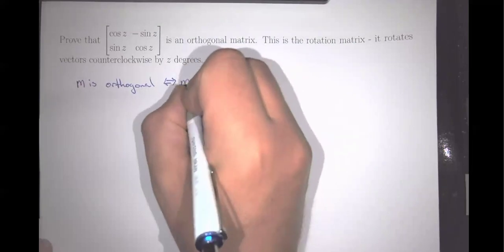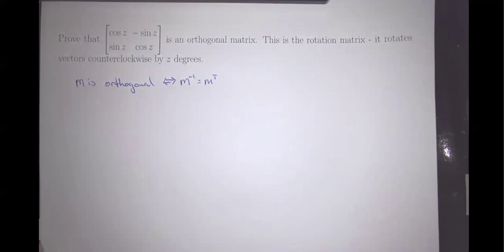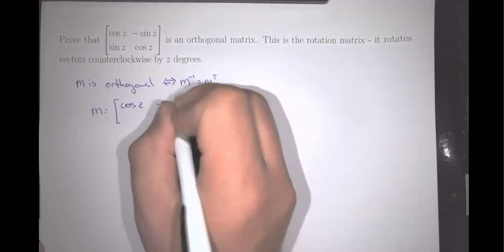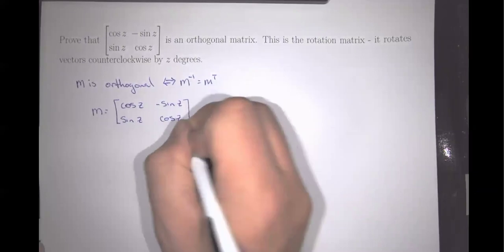So a matrix M is orthogonal if and only if M inverse is equal to M transpose. Okay, well, if M is cosine Z, negative sine Z, sine Z, cosine Z, M inverse is equal to 1 over the determinant.